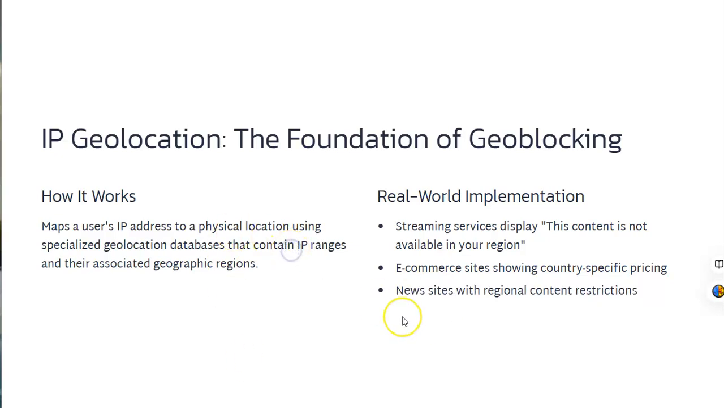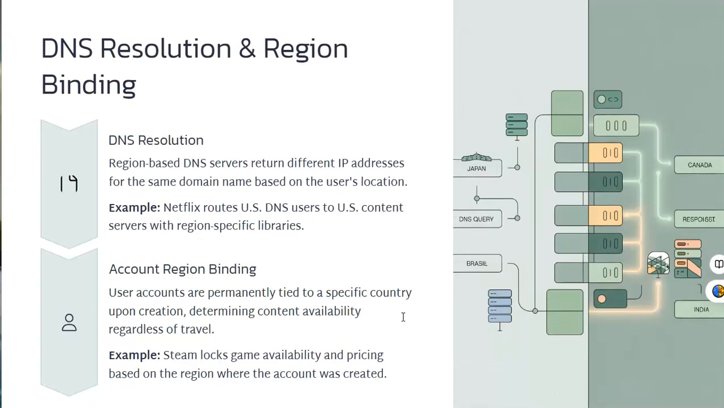And they use your IP address, which is why we all use VPNs, because the simplest way to bypass IP geolocation on its own is to use a VPN. Unfortunately, there are other methods that people can use. DNS resolution and region binding are two other technologies that are used by some sites.